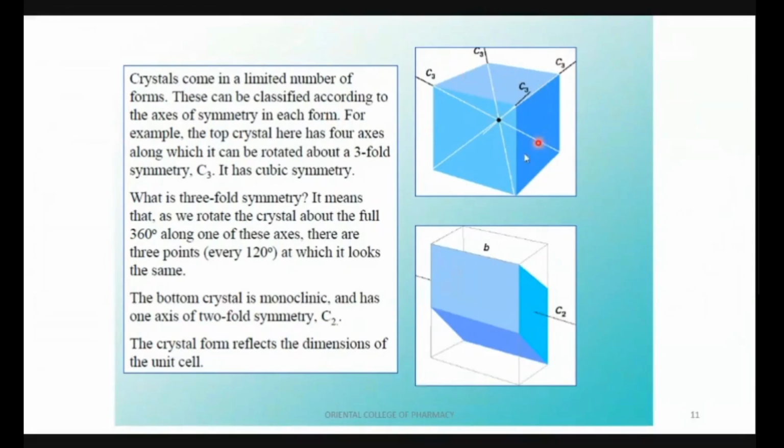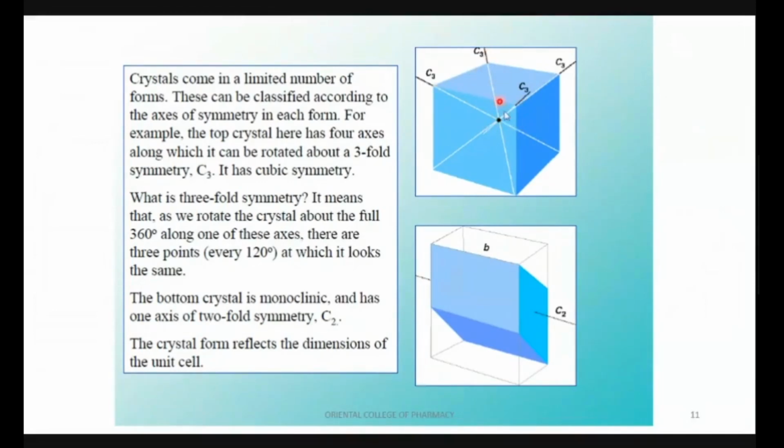Okay, this is a crystal. At the center of it, there is one atom. So observe that crystal. This crystal has 4 axes along which it can be rotated. So there is one axis from the atom to one corner, then from this atom to this corner, and the remaining to the other corners. You have to imagine in your mind now.